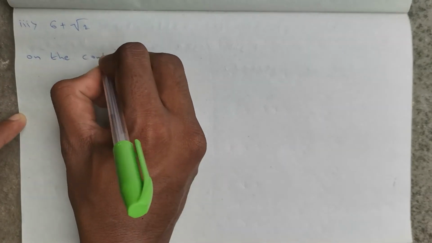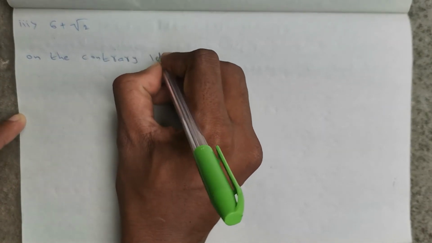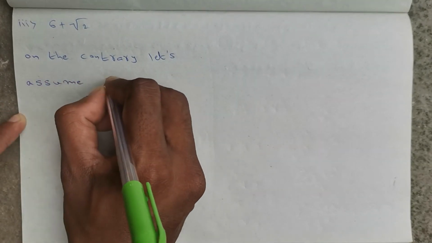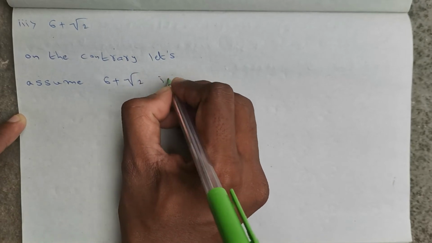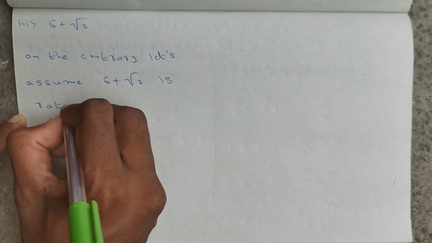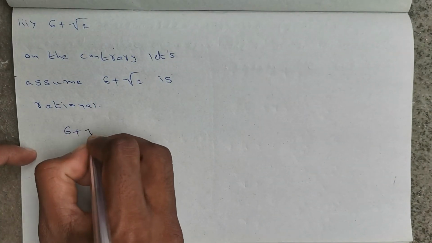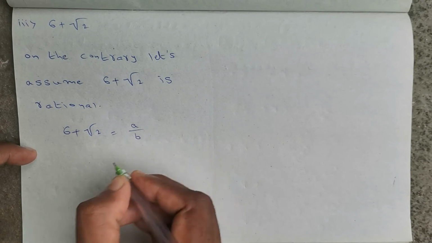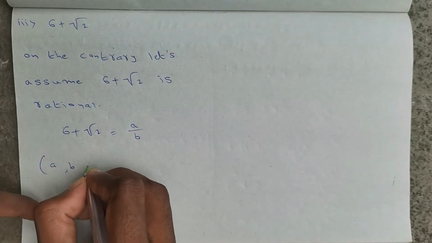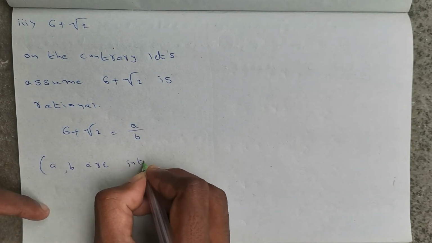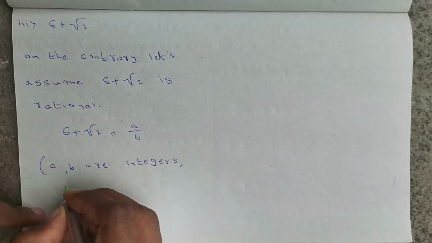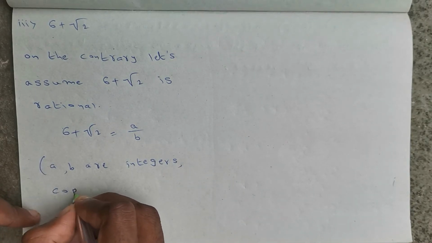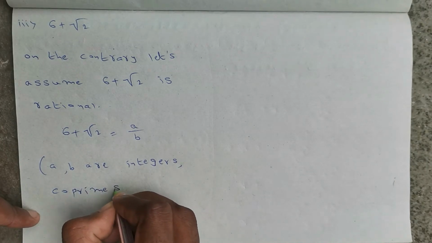On the contrary, let us assume 6 plus root 2 is rational. So 6 plus root 2 is equal to a by b, where a, b are integers and co-primes and b not equal to 0.